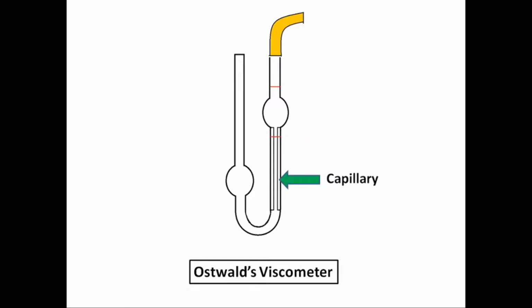A very important thing, a capillary just below this bulb R, and one rubber tube which is attached to the right limb. Now the role of this rubber tube will be discussed later.